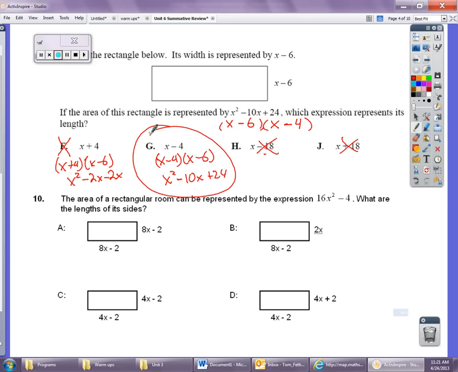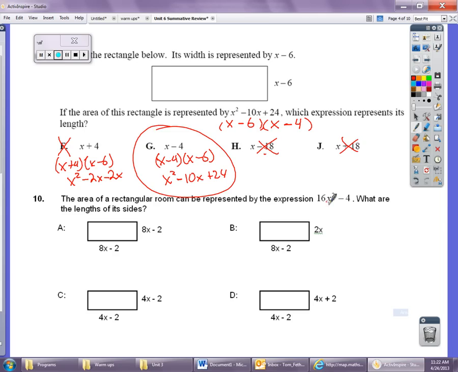Question number 10. The area of a rectangular room can be represented by the expression 16x squared minus 4. What are the lengths of its sides? Well, when we look at this, it gives us 4 choices. We can factor this. So we want to factor 16x squared minus 4.